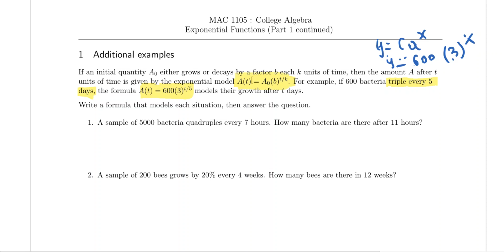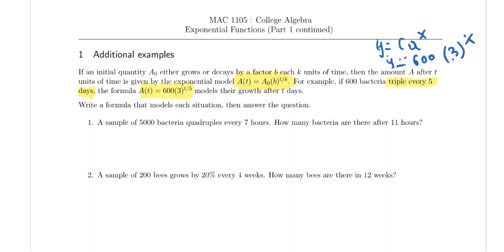So your cue is going to be every time you hear that some growth or some decay happens every k units of time. So every 2 hours, every 3 weeks, or every 24 years, then that's your cue to use this formula. All right, so let's solve these. Write a formula that models each situation, then answer the question.